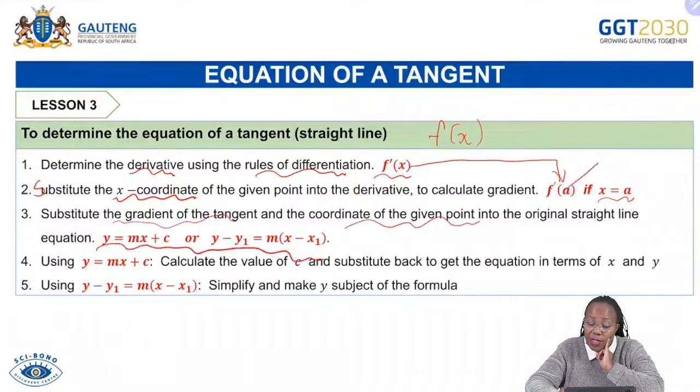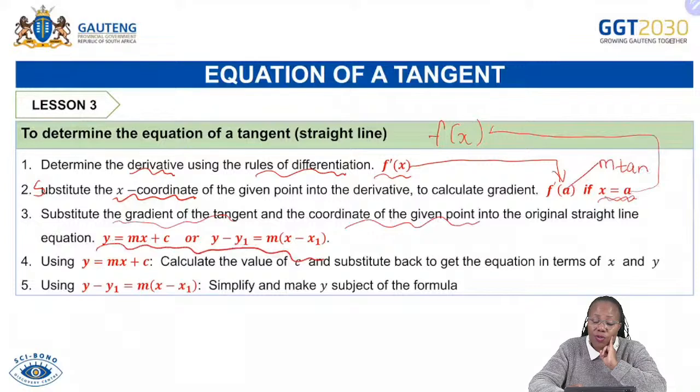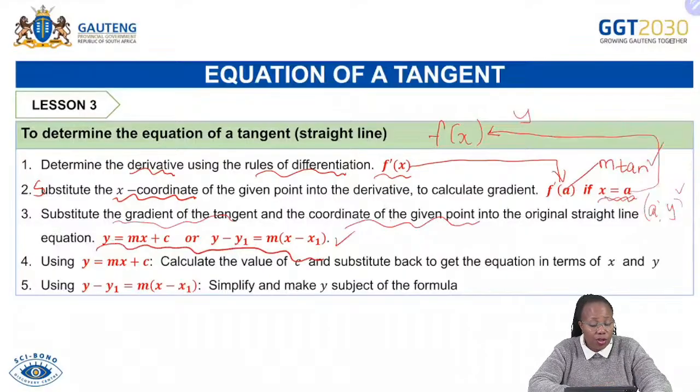By so doing here, you'll be having the gradient of a tangent. Do you see that? And then now you have the x value there. If you do not have the y value, you must substitute this a into the original here. It will give you the y value. Then you'll be having your coordinate a and the y value that you have calculated. Then you have a gradient and a point. Then you can substitute into that equation.